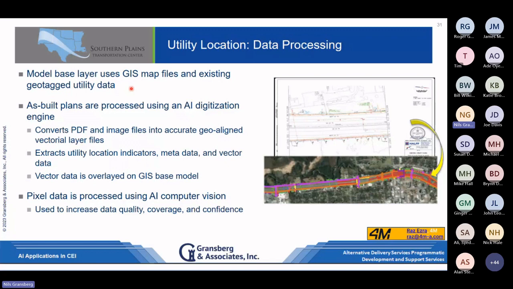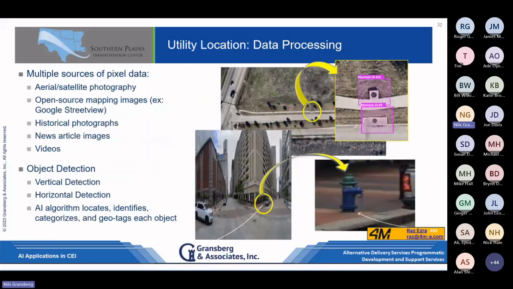So pixel data is processed using AI computer vision, right? That helps increase the data quantity, fills in gaps. That's kind of what the pictures do. So where we've got plans and specifications and official documents, we're going to have missingness, right? So that's what the pixel data does. This kind of shows you they take a PDF as-built like this, and then it converts it into a GIS vector file. And we fill in the gaps there with the picture.